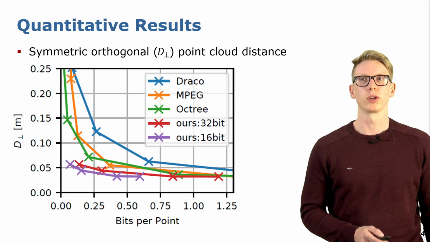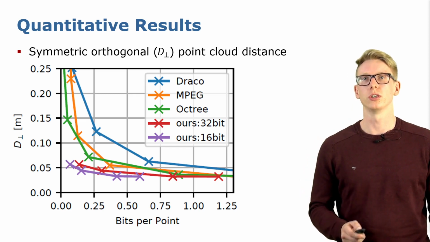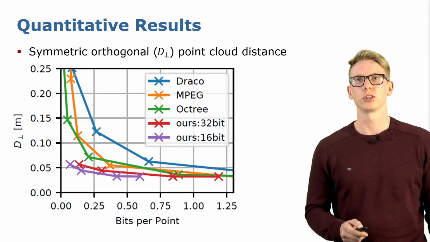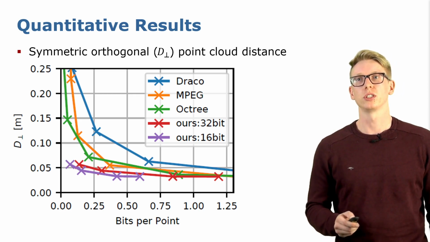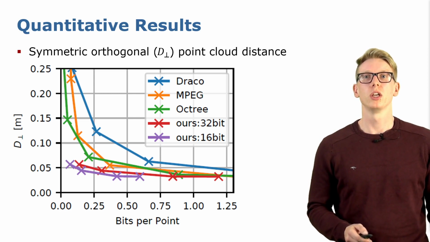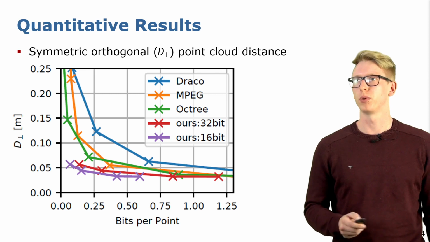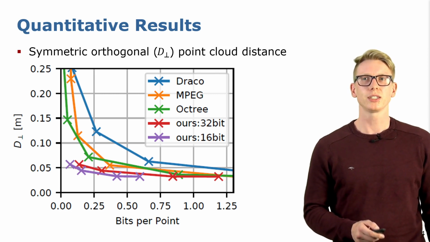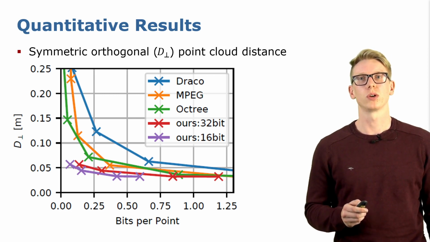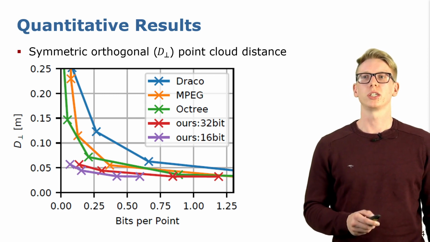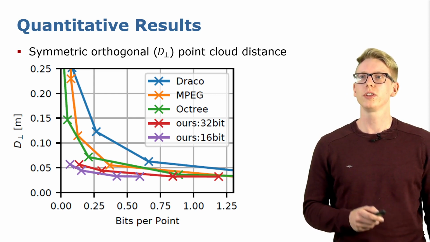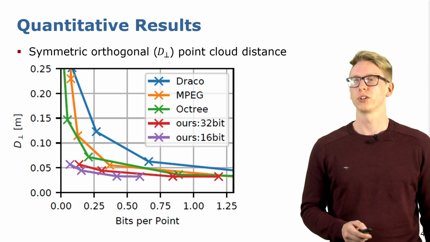The next metric we will look at is the symmetric orthogonal point cloud distance, which does not measure if each point is accurately reconstructed, but rather the distance to its nearest surface. Therefore, we compute the normals of the input map using the local scatter matrices of the points. This metric is less sensitive to the density, and we can still see that our approach is able to outperform the baselines, which indicates that the noise level of our approach is on average lower than the discretization errors of the baselines.